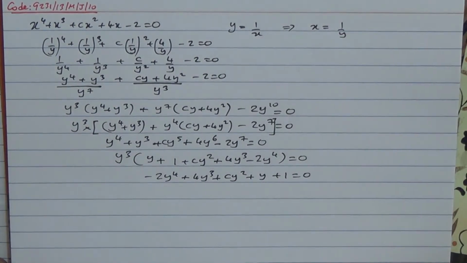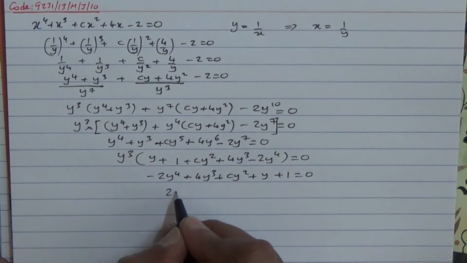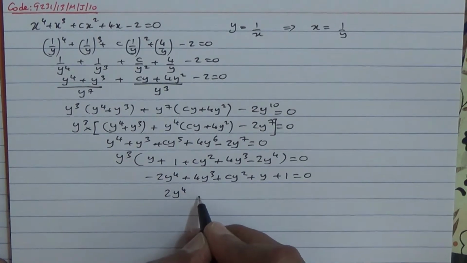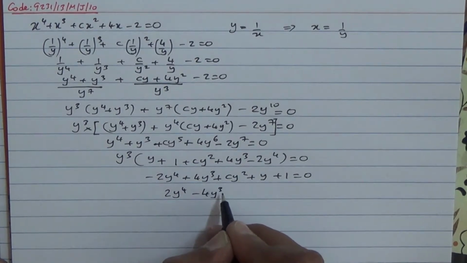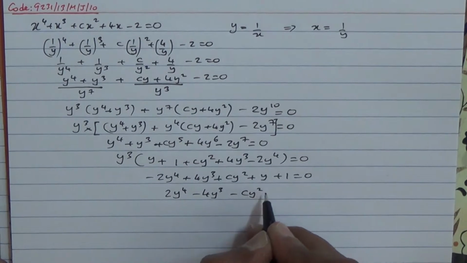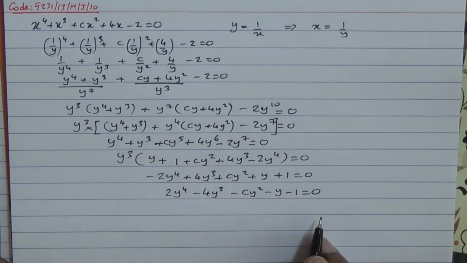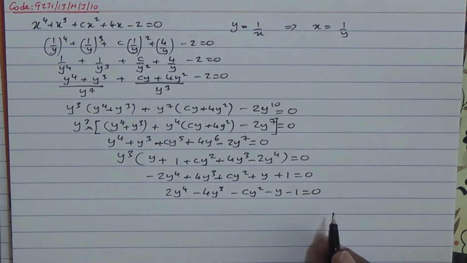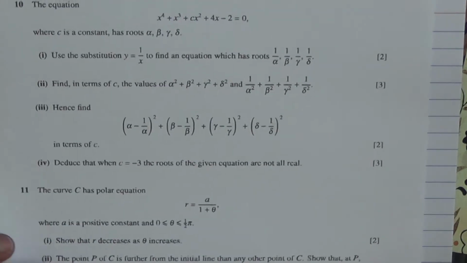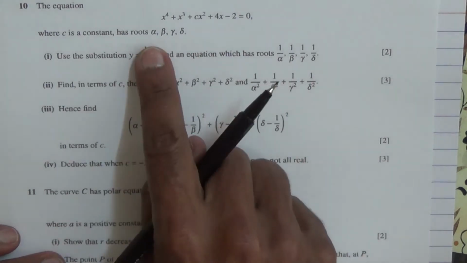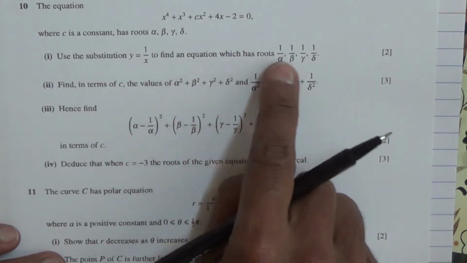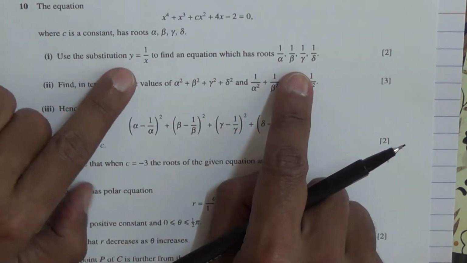And you can multiply by minus 1 on both sides. You will reach 2y to the 4 minus 4y cubed minus cy squared minus y minus 1 is equal to 0. Now we have shown that this equation can have these roots, which are 1 over alpha, beta, gamma, delta, by using this substitution.